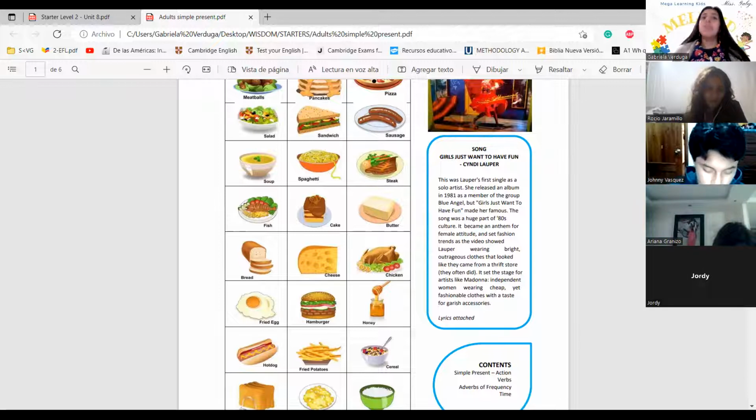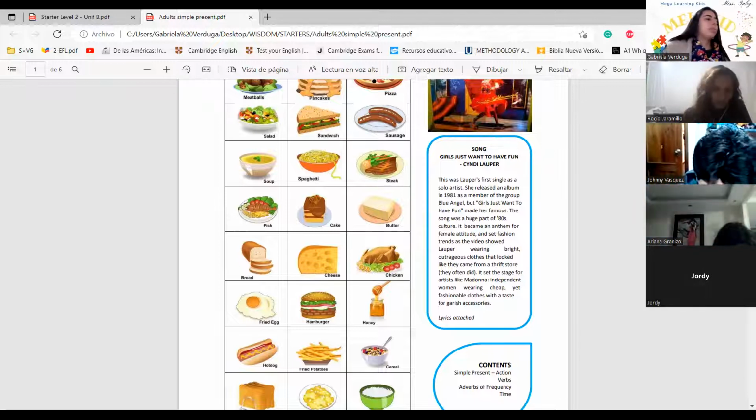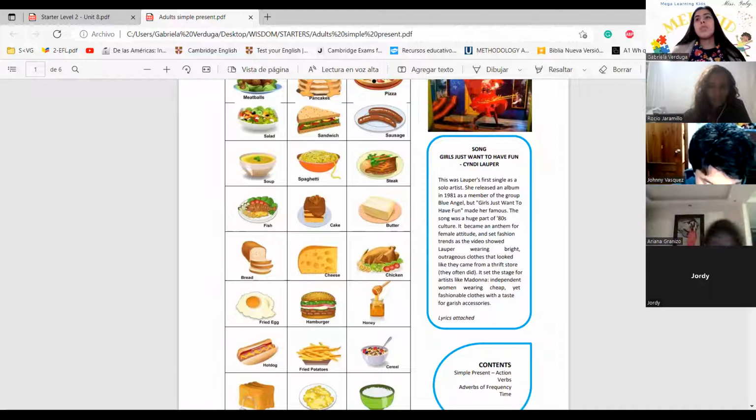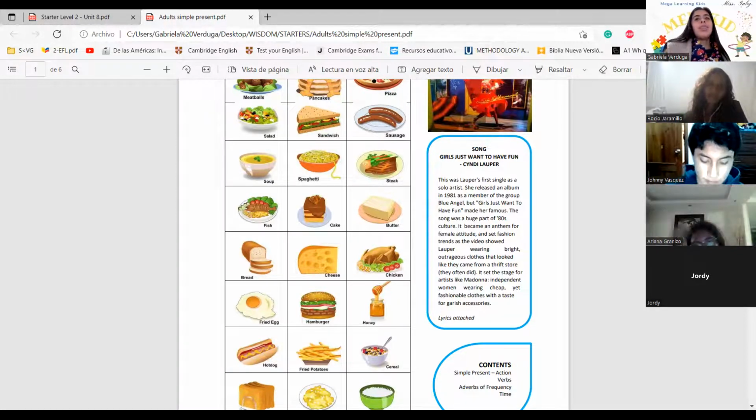Stick. Yes, stick. Se pronuncia la S, stick. Se pronuncia solamente la S. Stick. Okay, stick. I like stick. Okay, good. Thank you.